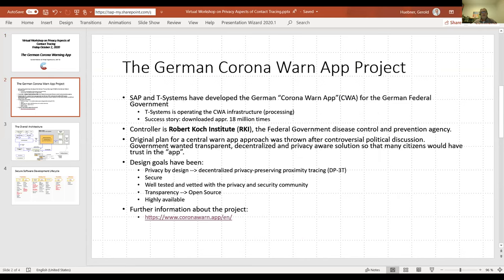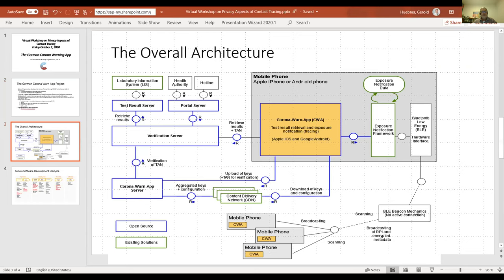The German Corona-Warn-App project was actually kicked off by the Robert Koch Institute, the federal government disease control agency. And we at SAP, together with German Telekom's T-Systems, developed the Corona-Warn-App. You have just seen this slide already, the overall architecture, which is relatively complicated. Although we are also sitting on the Exposure Notification Framework interface that Giles introduced at the beginning of this workshop.